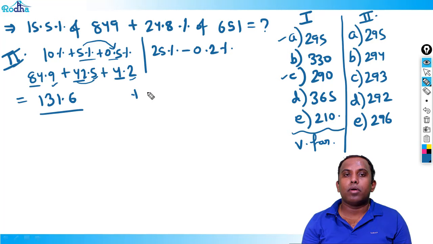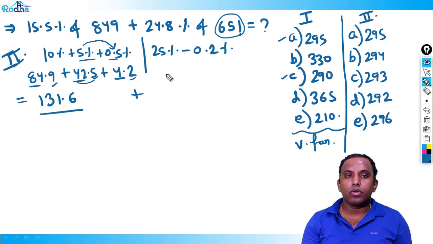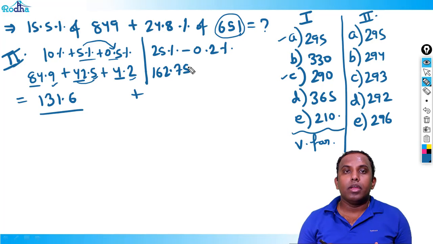Now plus this part, 25% of 651. So half and again half. 600 1/4 is how much? 150. What is 51 1/4? 51 half is 25.5, and 25.5 half is 12.75. That means it is 150 plus 12.75, which should be 162.75. We are doing this tough calculation to make you very familiar, right? Do this calculation with me.